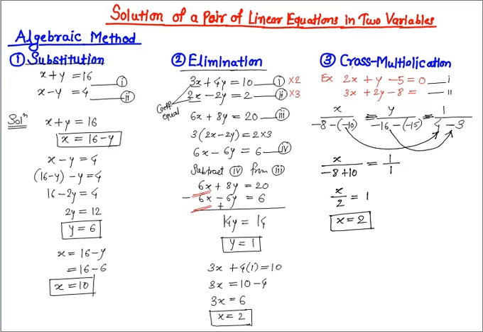You can substitute this value of x in any of the given equations and you get the value of y. So let's substitute this value in the first equation. What you get? 4 plus y minus 5 equals 0. So y equals 5 minus 4. y equals 1. So x equals 2 and y equals 1 are the solutions of the given linear equations.